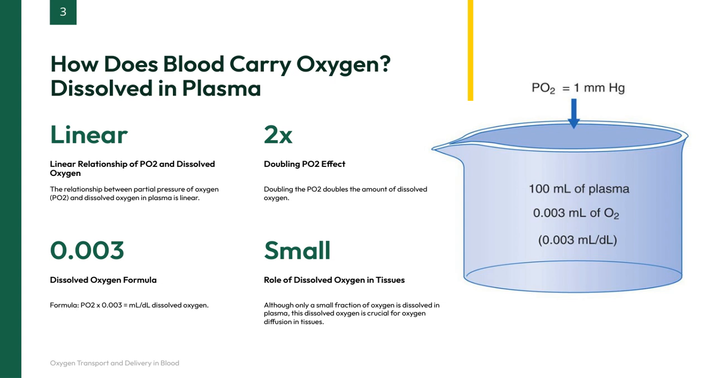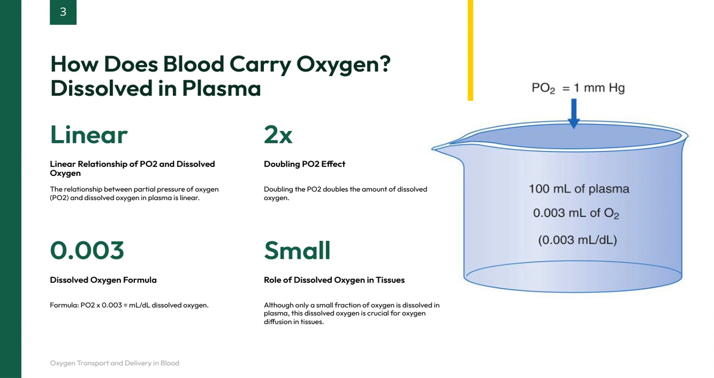Now, when we look at the role of dissolved oxygen in tissues, one key point is the relationship between partial pressure of oxygen, or PO2, and the amount of oxygen dissolved. We can calculate this using a simple formula. PO2 multiplied by 0.003 gives us the amount of dissolved oxygen in milliliters per deciliter. This small coefficient means that as PO2 increases, the amount of oxygen dissolved also increases. In fact, doubling the PO2 doubles the amount of dissolved oxygen present in plasma.